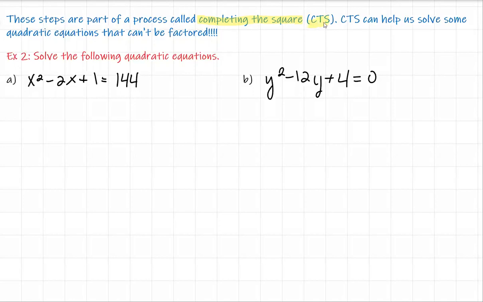Okay, CTS. I almost stopped sharing. Sorry about that. That's why I paused. I almost accidentally clicked the stop share button.